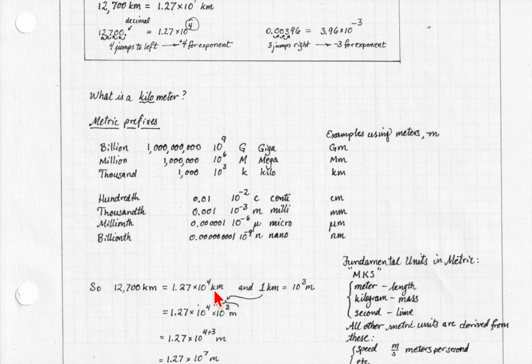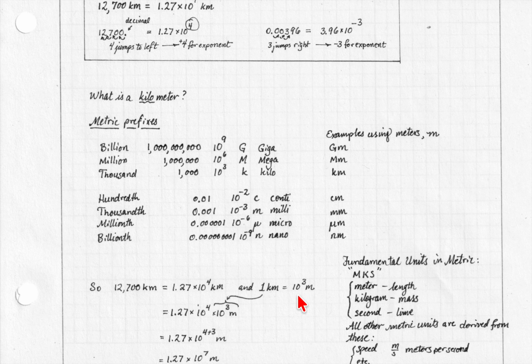Now the thing is that kilometers, that unit at the end, implicitly it's multiplied by the number. It's 1.27 times 10 to the 4th power times a kilometer. It's that many times the length of 1 kilometer. Okay, so that means since 1 kilometer is 1,000 meters, and I am writing it in scientific notation.